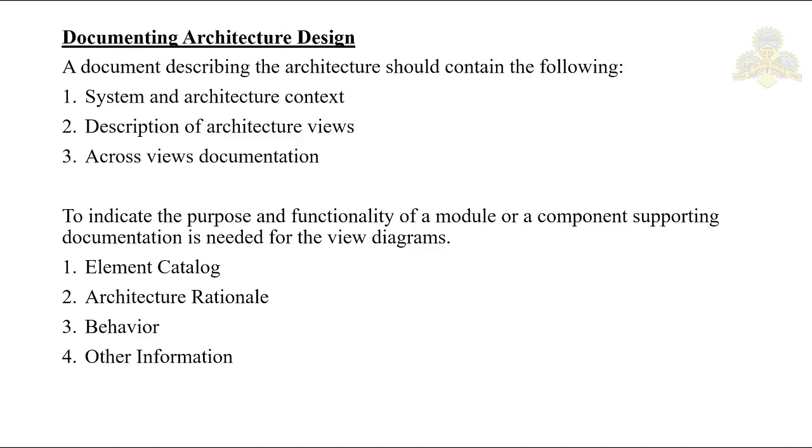The last one is other information. This section may include a description of all those decisions that have not been taken during the architecture creation but have been purposely left for the future, such as the choice of protocol or choice of server. So your architecture document, besides describing the view, should also describe the relation between different types of views. This is the primary purpose of across-view documentation.